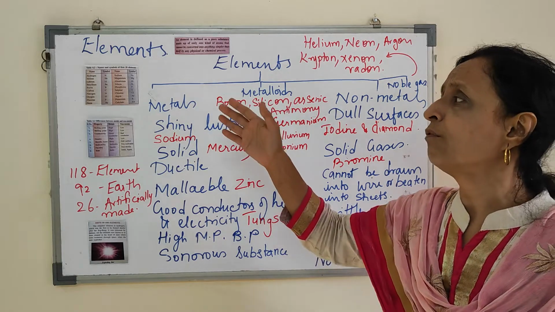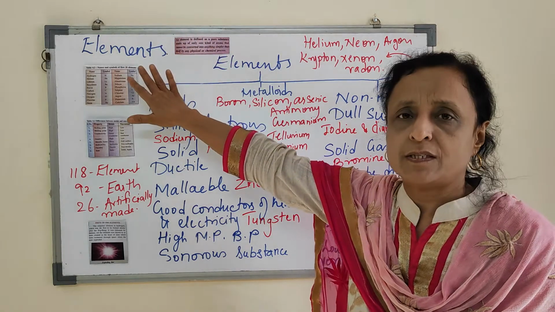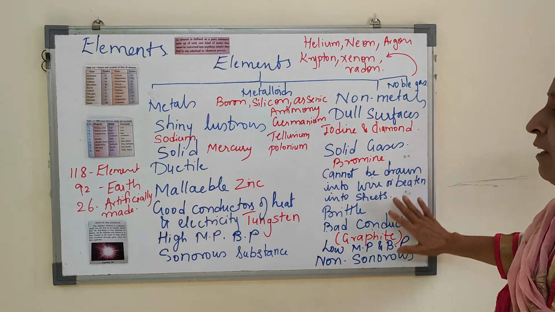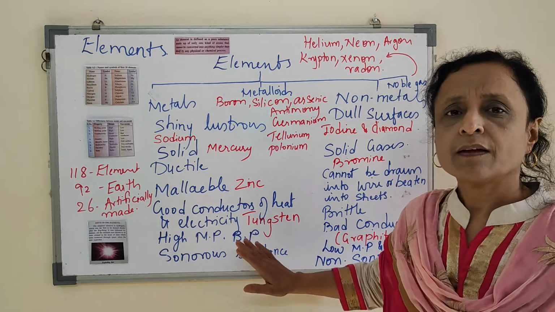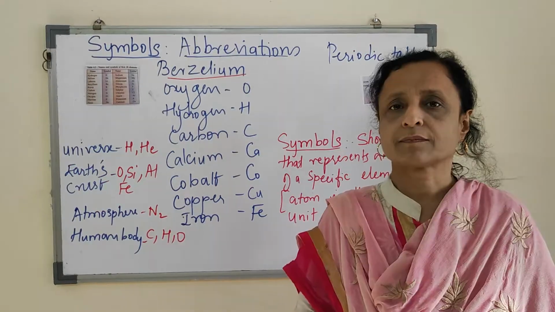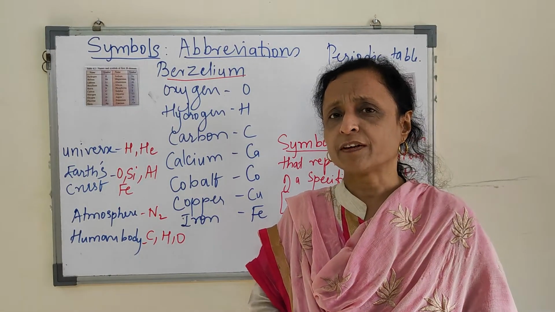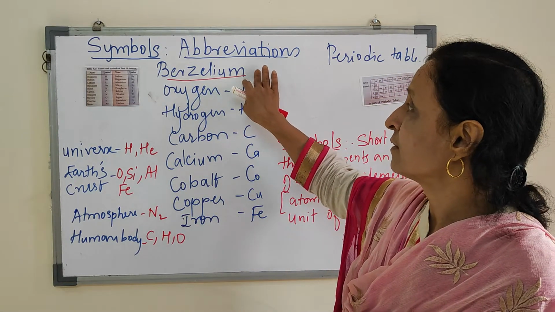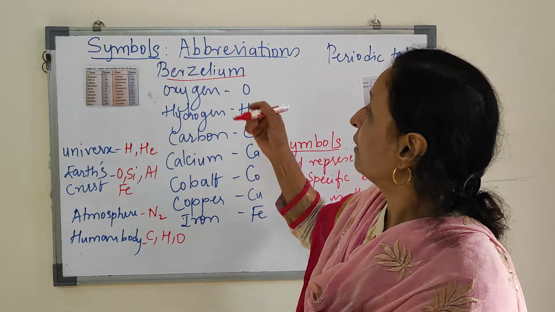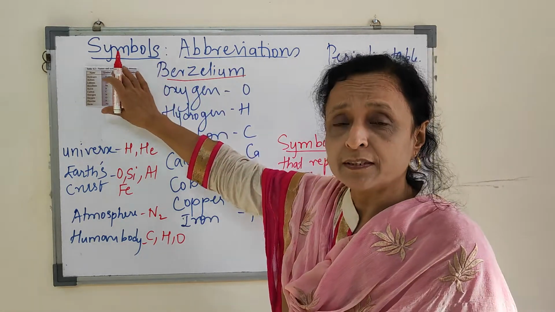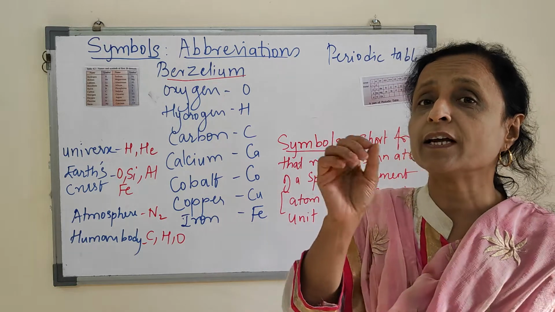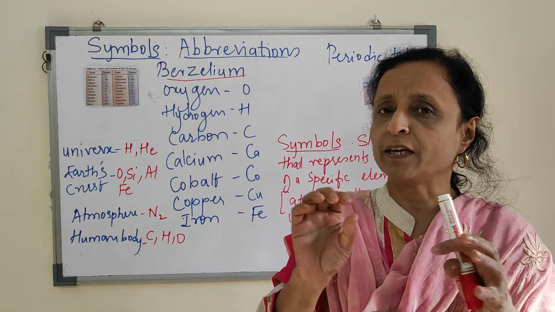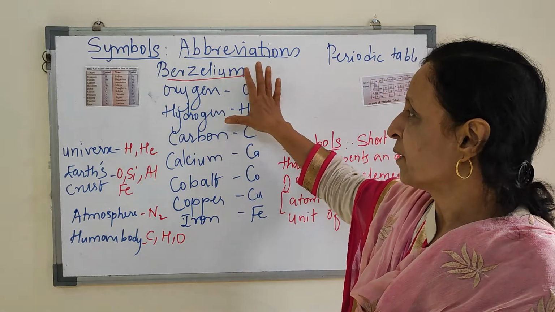So now we go for studying the symbols. After this we'll study the symbols. Now to study chemistry, the scientist Berzelius gave symbols to the elements. Why? Because then it will be easy to write the chemical reactions.